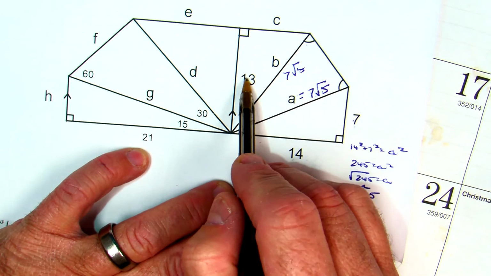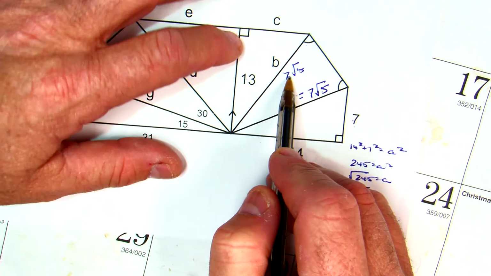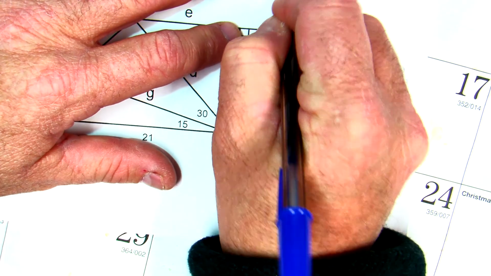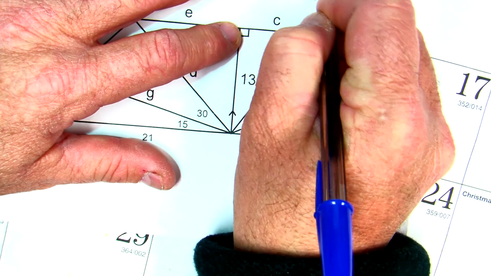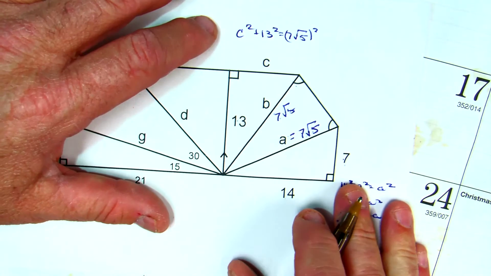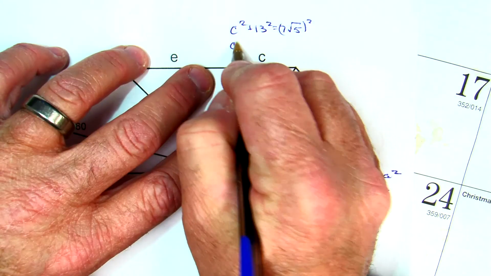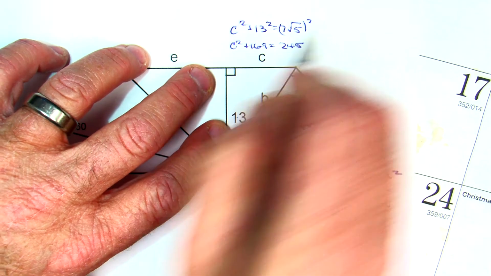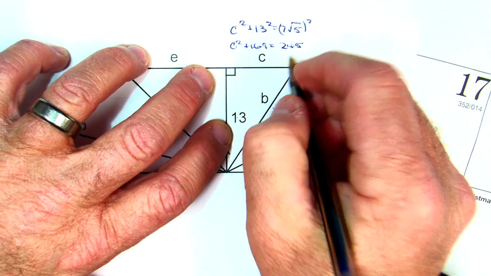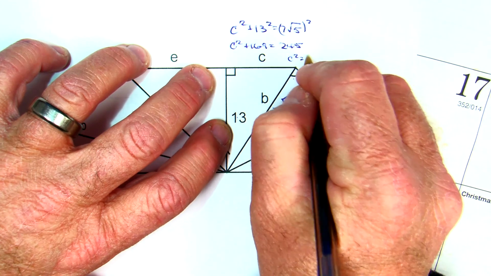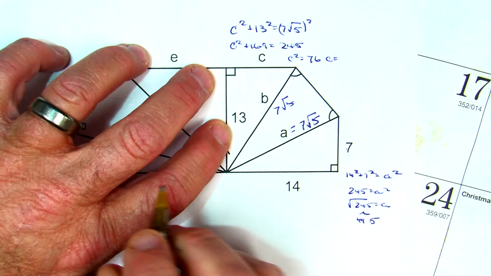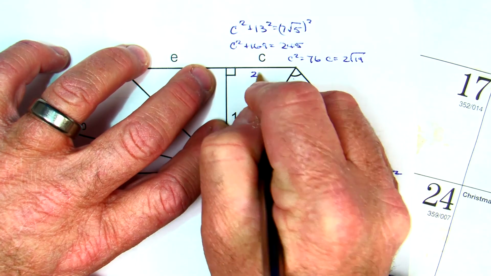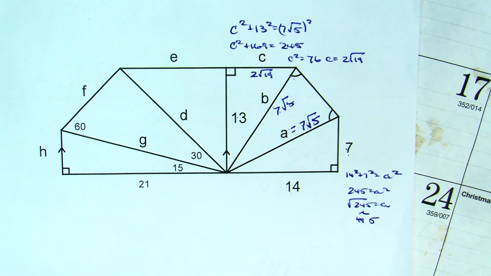Okay, so now we're going to go to this triangle and realize we have two sides: a leg, which is 13, and a hypotenuse, which is 7 root 5. So to get C, the other leg, C squared plus 13 squared equals 7 root 5 squared. C squared plus 169 equals 245. C squared equals 76, and C equals the square root of 76, which when we're done simplifying would be 2 root 19. So C is 2 root 19.